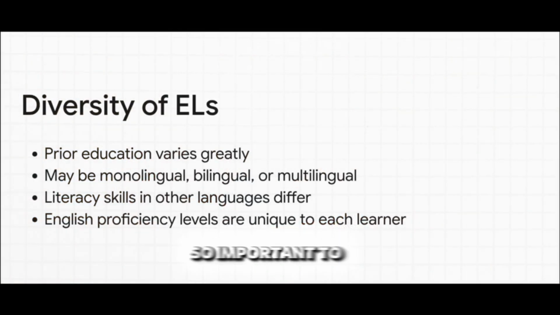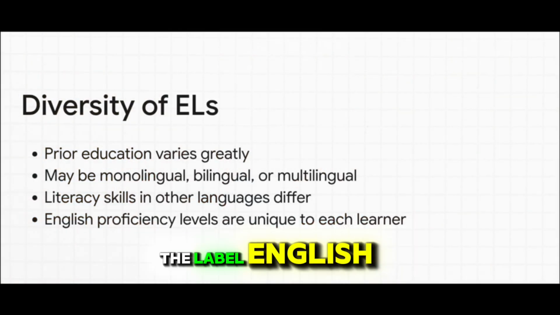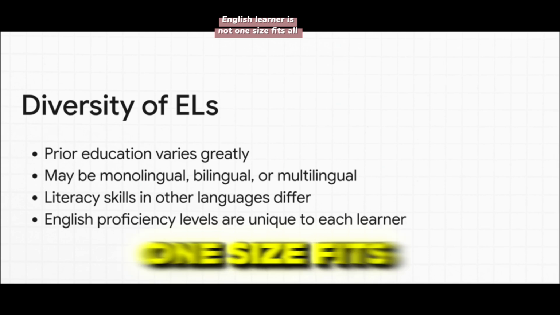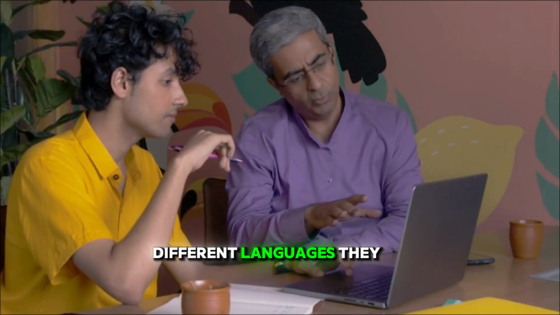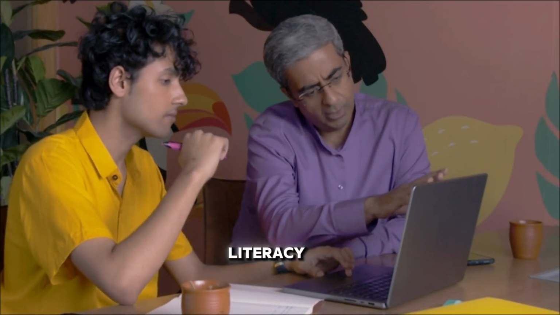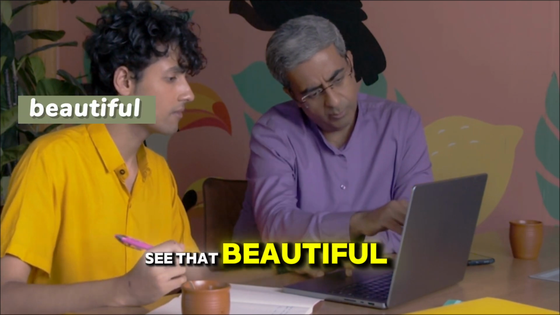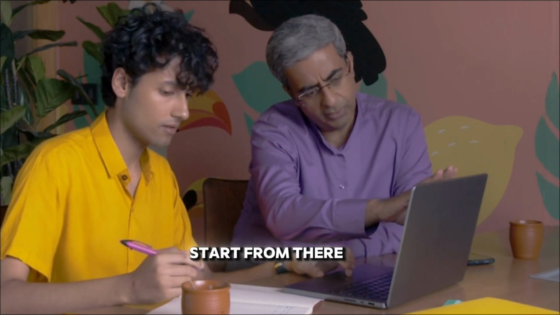And this is so important to remember as we're building those bridges. The label English learner is not one size fits all, not even close. Every student walks into our classroom with a completely unique story. Different schooling backgrounds, different languages they already speak, different levels of literacy. Our very first job is to see that beautiful, complex diversity and start from there.